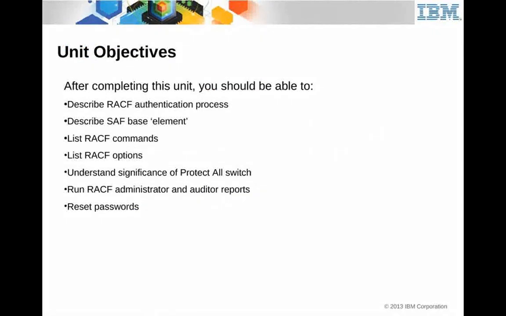So, the unit objectives. First, we're going to describe the RACF authentication process, a little bit about RACF in general. We'll talk about SAF, the System Authorization Facility, which is a base element, where RACF is an optional feature. We'll look at some of the RACF commands that you can use. We'll also look at the options that you can set for RACF for the environment itself. We will talk a little bit about PROTECT-ALL, which is something you should know about if you're going to be maintaining a RACF environment.